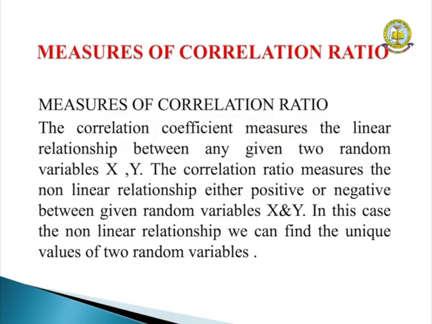Next topic is measures of correlation ratio. The correlation coefficient measures the linear relationship between two given random variables x and y. The correlation ratio measures the non-linear relationship, either positive or negative, between the given random variables x and y. Already you know that correlation between two random variables can be positive correlation, negative correlation, perfect correlation, or zero correlation.